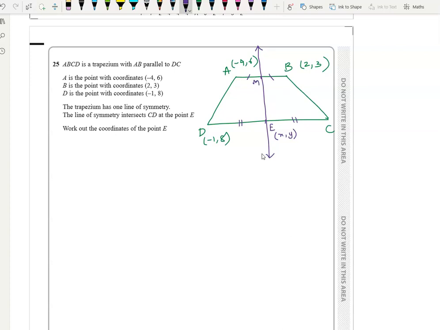Okay, now also it is given that AB is parallel to CD. That also we can put a marking. These two sides are parallel. So let's start with point M.